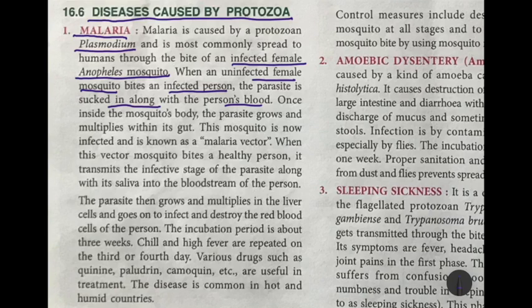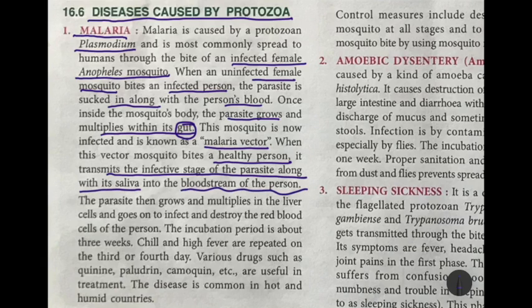So when the Plasmodium goes inside the mosquito's body, the parasite grows and multiplies inside the gut, meaning the intestines, of the mosquito. Now the mosquito is infected and is known as the malaria vector, meaning the carrier of malaria. So when this vector mosquito bites a healthy person, it transmits the infective stage of the parasite along with its saliva into the bloodstream of the person.